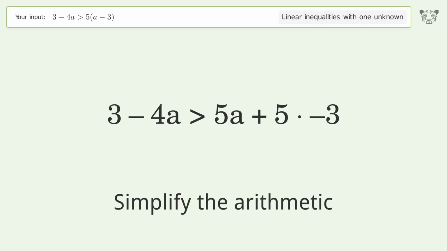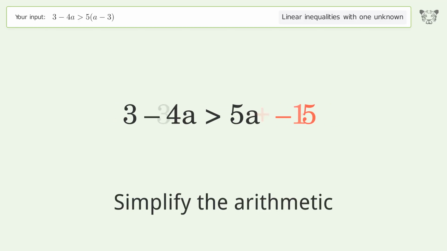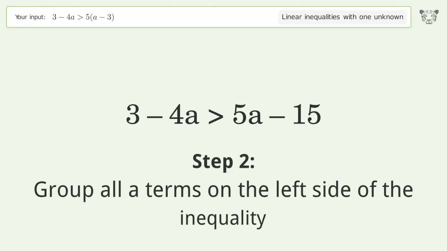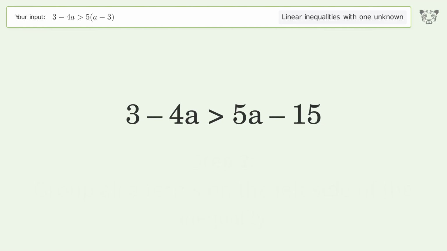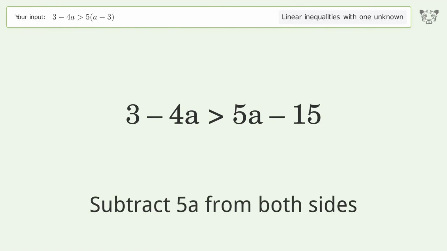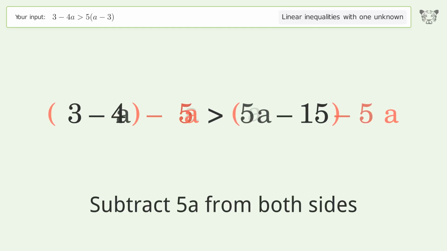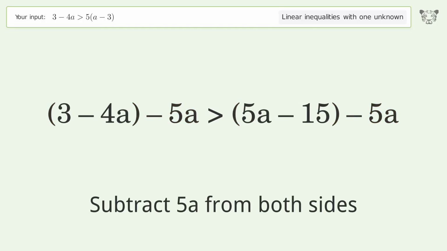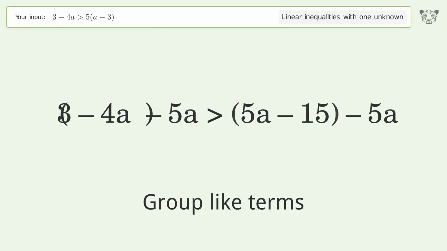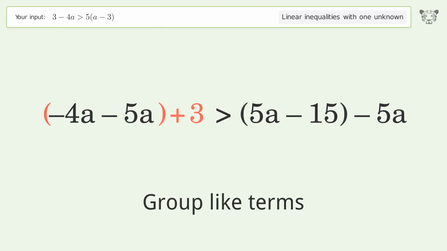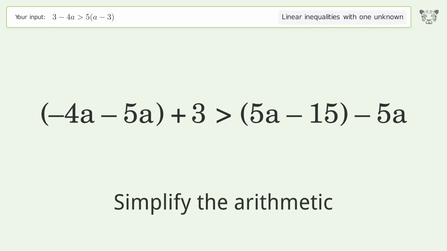Simplify the arithmetic. Group all a terms on the left side of the inequality. Subtract 5a from both sides. Group like terms. Simplify the arithmetic.